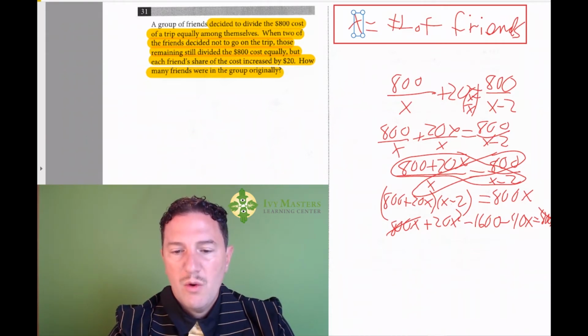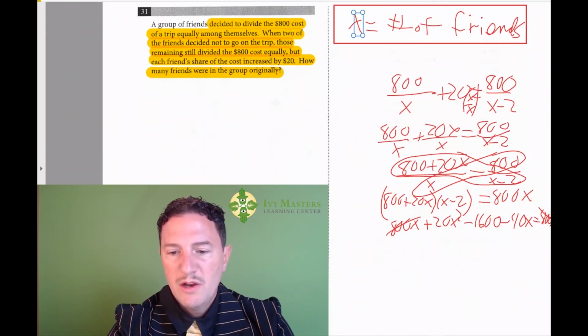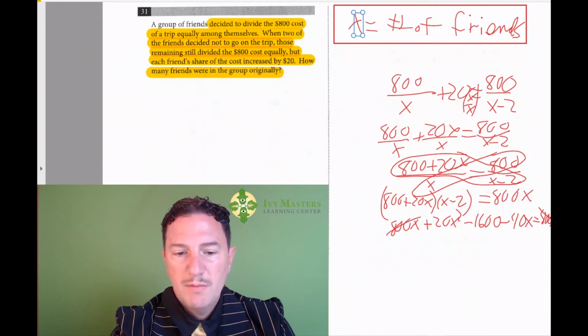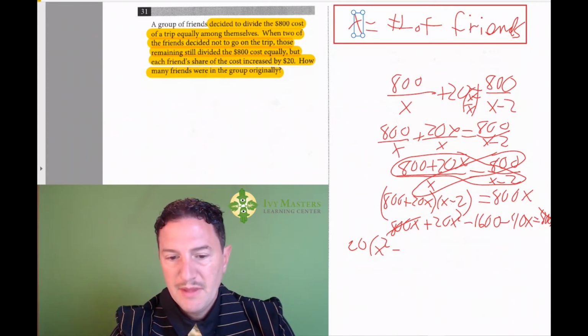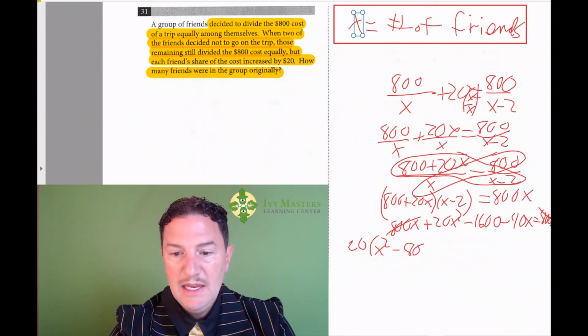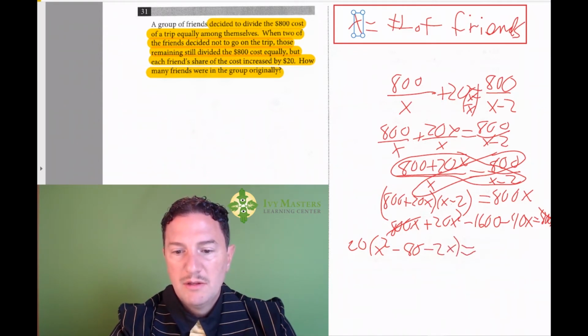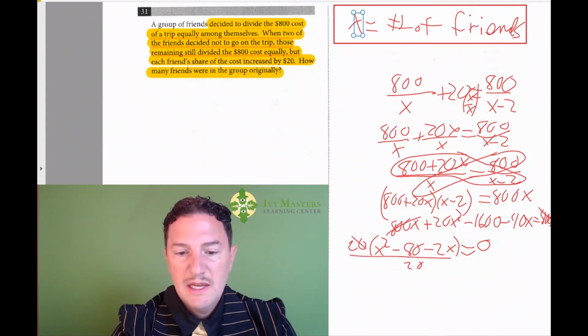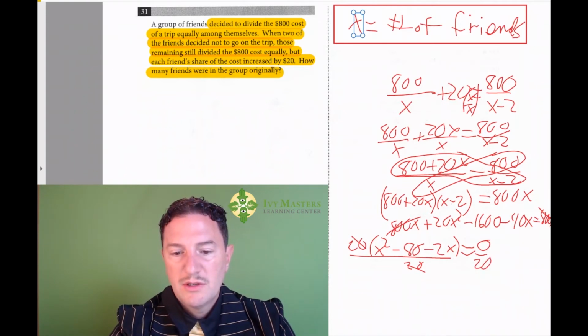But I'm left with a quadratic. And notice with this quadratic, the greatest common factor is 20. So I could pull out a 20, and it becomes 20 times X squared minus 80 minus 2X, and that's set equal to 0 at this point. If I divide both sides by 20, the 20s cancel there, and 0 over 20 is just 0.